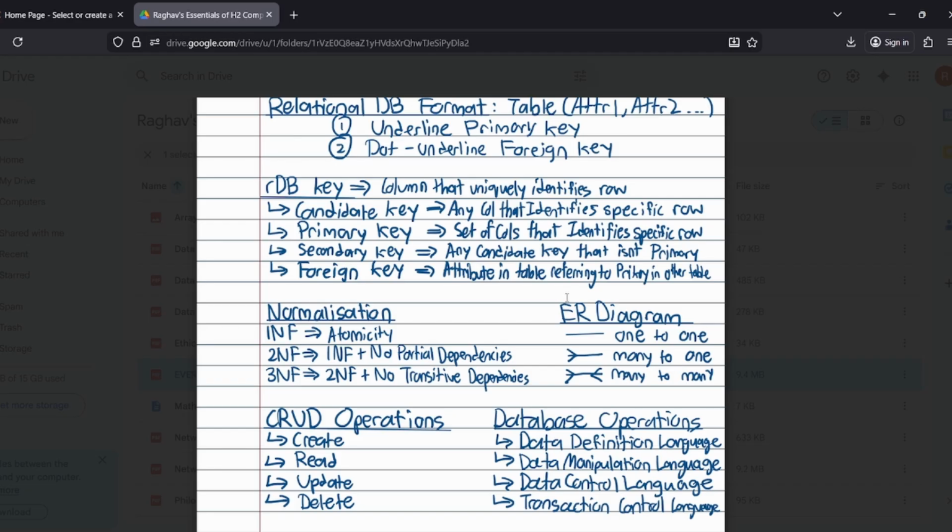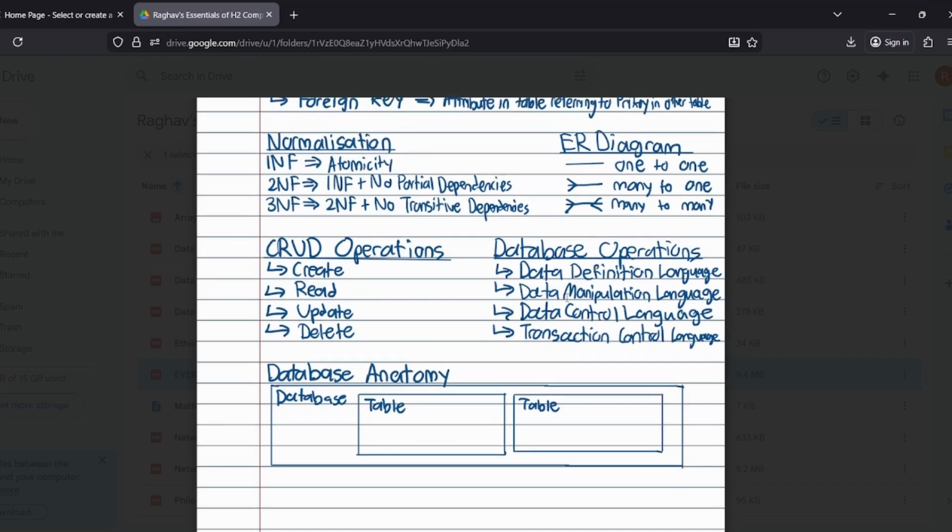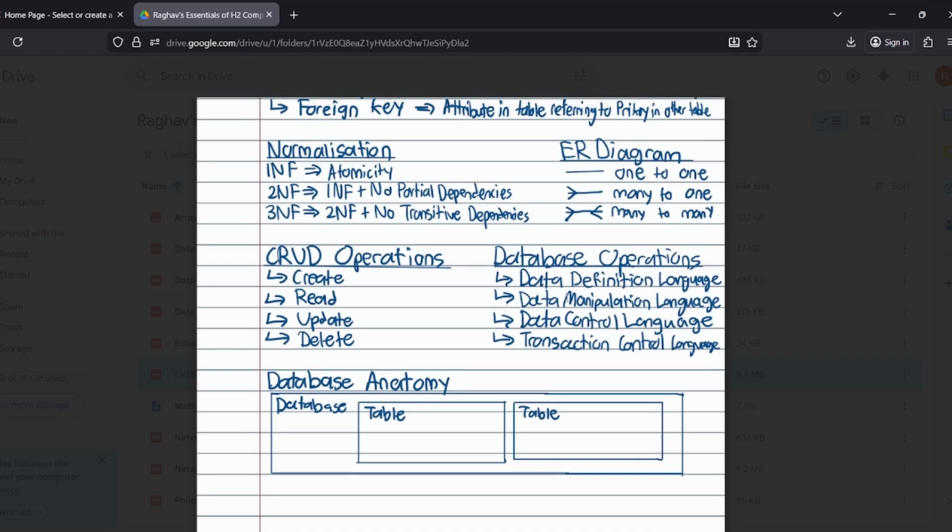One-to-one just means that it's one-to-one. I mean, you've learned this in functions in math. It's not that bad, I would say. Then CRUD is just your create, read, update, and delete operations. And your database operations, use these for languages.